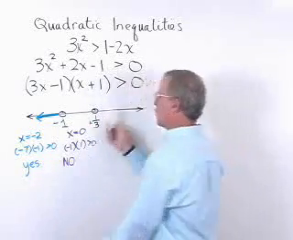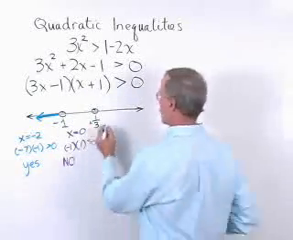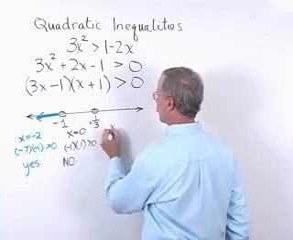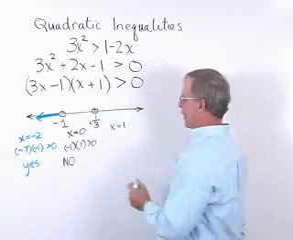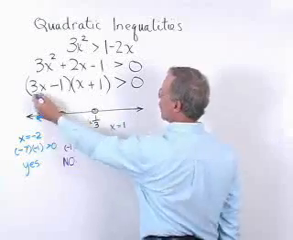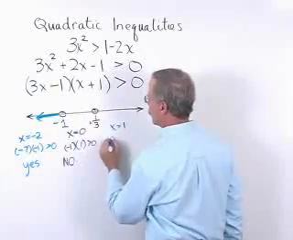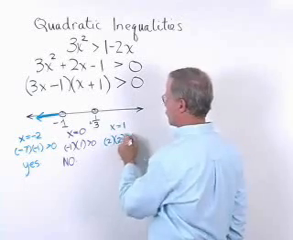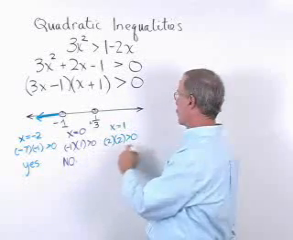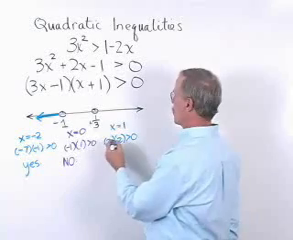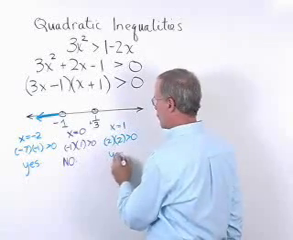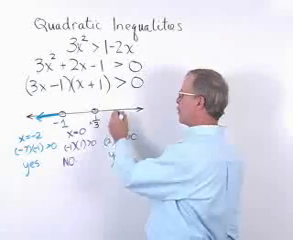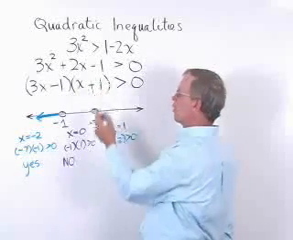Let's test on the other side. We could test x equals 1. If x equals 1, then we have 3 minus 1 is 2, and 1 plus 1 is 2. Is that larger than 0? 2 times 2 is 4. 4 is larger than 0. So yes, this interval checks. Any number in this interval will make the inequality true.